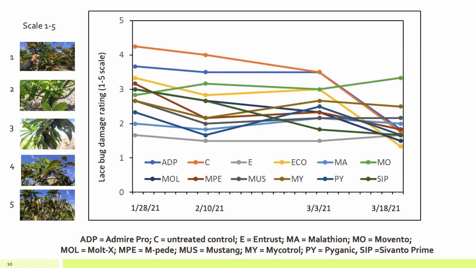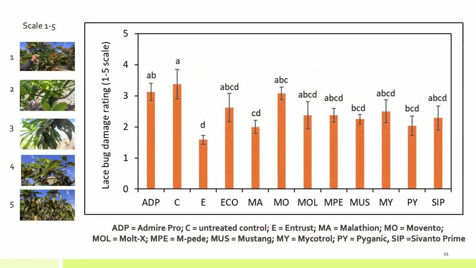Like you can see the Admire Pro was one of the higher end products when we were doing some of the data collection. And then if you look at this chart, it's an average rating scale over all the sample periods that were taken. Entrust, Malathion, Mustang, and Pyganic reduced the damage scale of ALB, which is hard to see because once the leaves are damaged, you can't really undamage them.